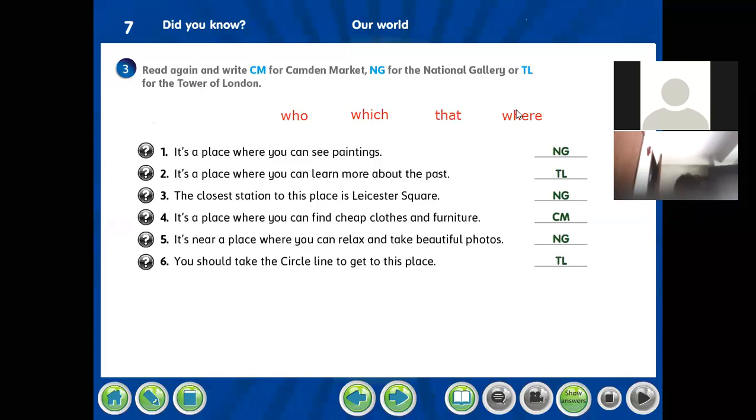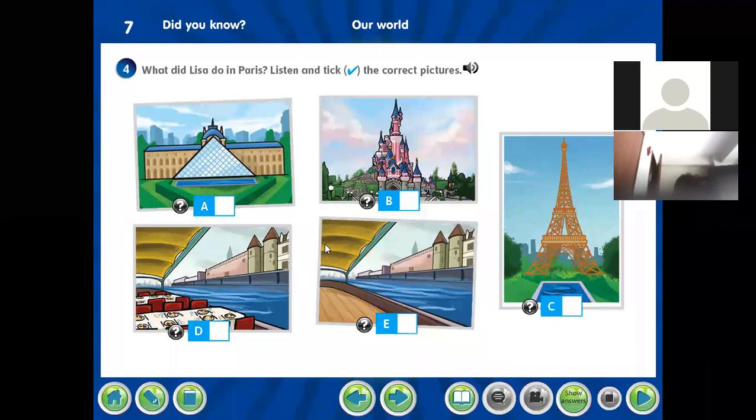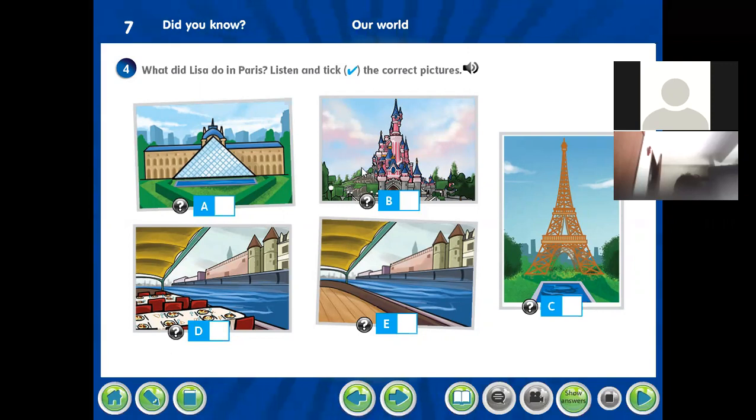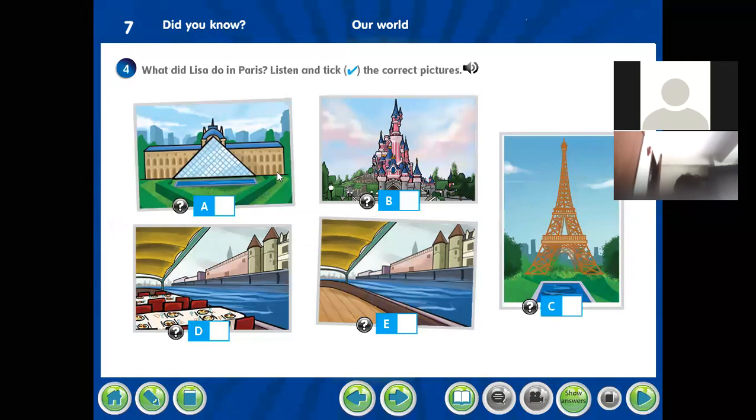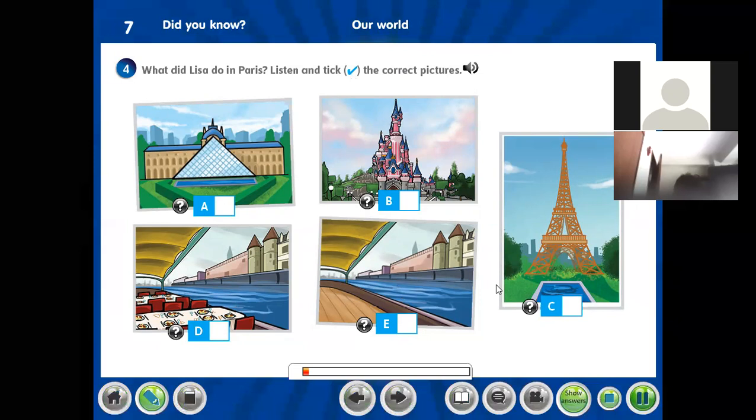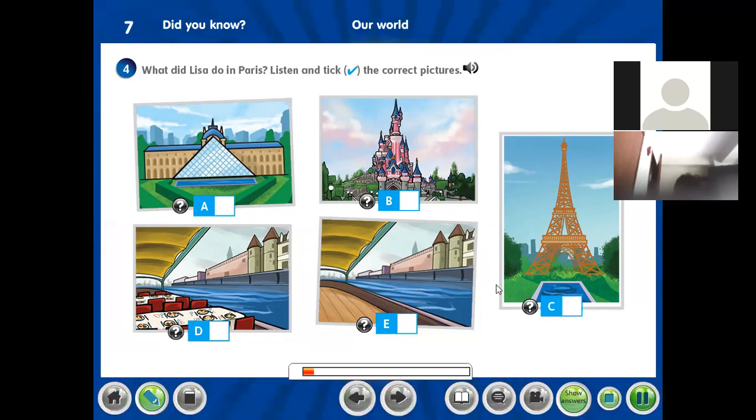Okay, good. Let's go to activity four. Listen, what did Lisa do in Paris? What places did Lisa visit in Paris? A museum? No, this is a museum. Did she visit a castle? Maybe, no? A boat in the river? Or the Eiffel Tower? Listen, please, and you check. Only check. Four. What did Lisa do in Paris? Listen and tick the correct pictures.